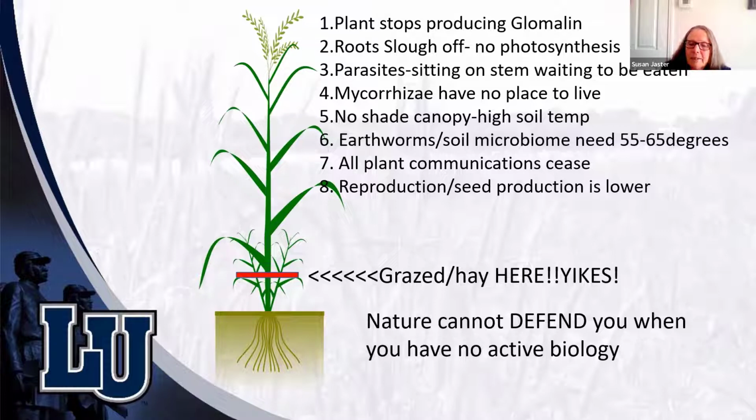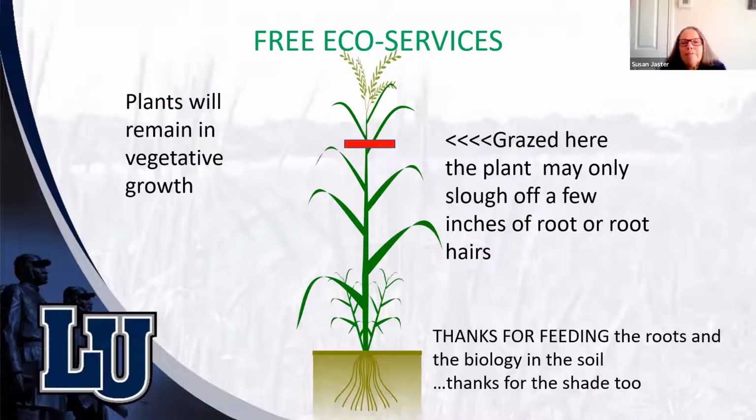Nature needs resilience, nature needs redundancy, extra, in order to recover. When we graze those plants up high or cut them up high when we're making hay, that helps it remain in a vegetative state. And the plant only sloughs off a few inches of the root, if any, and maybe some root hairs. But the plant can go on feeding itself because it can still produce glomalin.